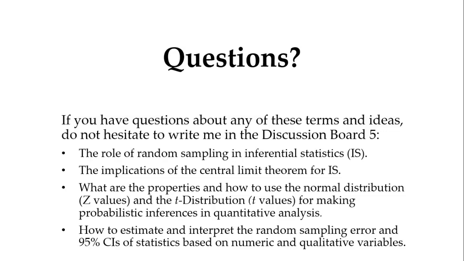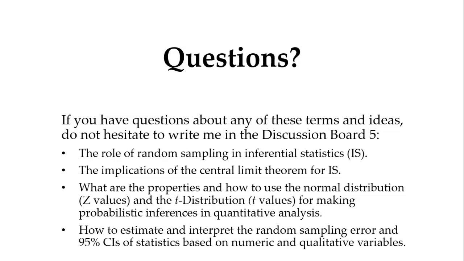First, the role of random sampling in inferential statistics. Second, what is the central limit theorem? Third, what are the properties of a normal distribution, and how do we use z-scores to standardize the values of a distribution in order to use the properties of a normal distribution. And when do we need to use a T distribution, what are the differences between the T distribution and the normal distribution, and when is the T distribution similar to the normal distribution?